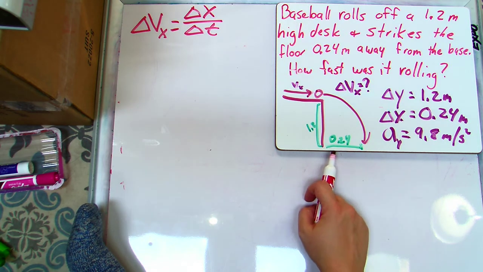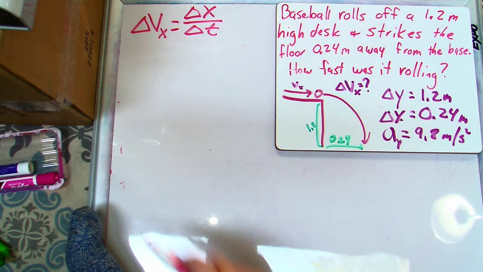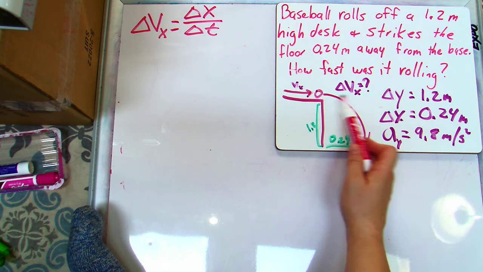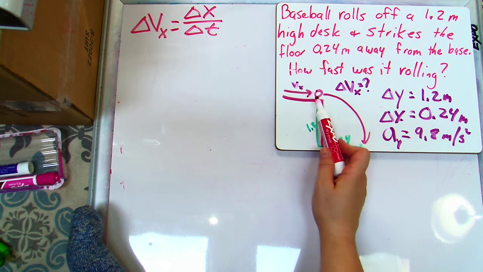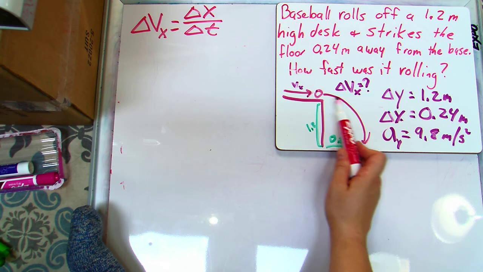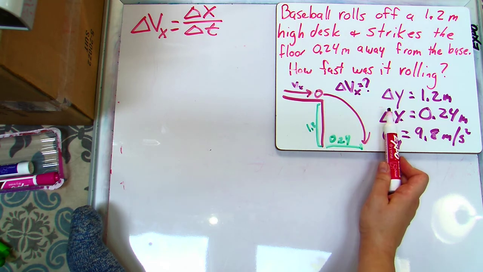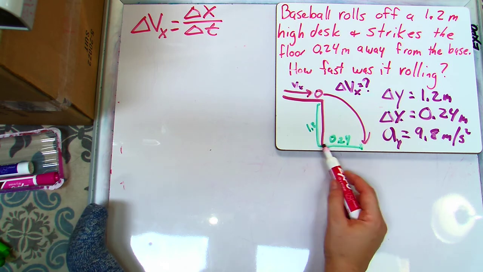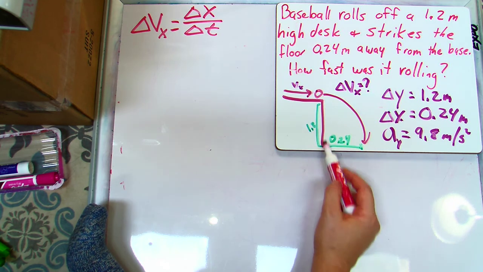The x is 0.24. But I want to know how fast it was rolling when it got to that end of the table. So from here to here, nothing should have affected the horizontal velocity. It's the vertical velocity that changed, but nothing is stopping it in the horizontal direction. Yes, gravity is pulling it down, but gravity doesn't affect its velocity in this direction. So I want to know how fast it was going in this direction. I know how far it moved in that direction. I need to know how long it took it to get from here to here.